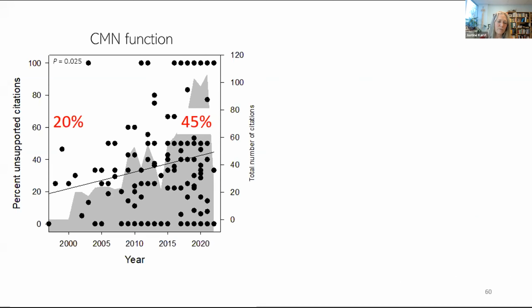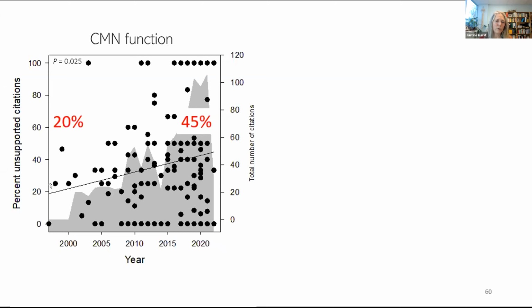So what we found, so this is for influential studies on CMN function. So this is looking at the studies that assessed resource transfer or the effect of CMNs on seedling performance. And we tracked it through time. So what you're looking at on this y-axis is the percent unsupported citations. This is time. And over here is the total number of citations. So this gray cloud behind all the points just represents how many citations per year in total. So you can see, not surprisingly, that the number of citations has increased in time. What is kind of interesting, though, is how much they've gone up in the past few years.